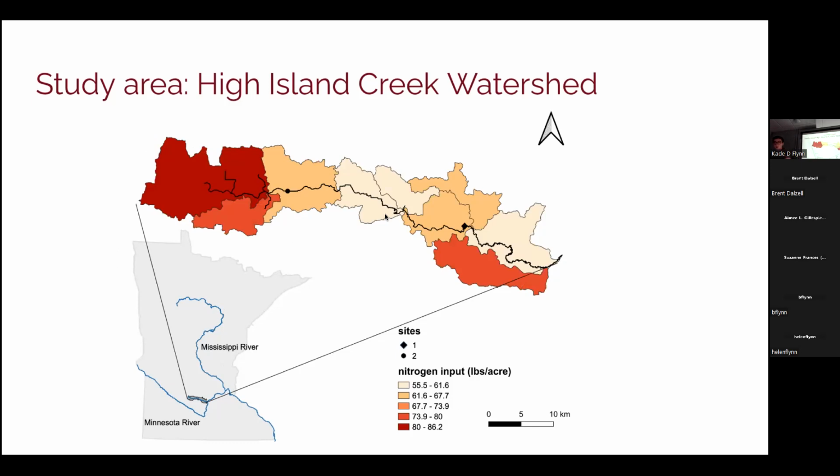So even though agriculture is dominant throughout this watershed, we do see this gradient or this variability in the amount of nitrogen applied to the landscape. This map shows an estimate of nitrogen input based on crop rotation history and recommended fertilizer rates, locally relevant to this area. And we see that within the upper reaches of the watershed, typically more nitrogen is used compared to these lower reaches of the watershed.